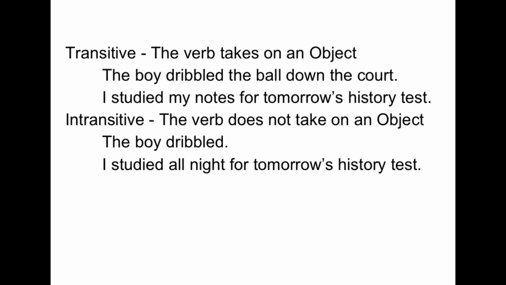So first up, the action verbs. Transitive action verbs take on an object, such as the boy dribbled the ball down the court. I studied my notes for tomorrow's history test. In each case here we have a noun, ball or notes, that is directly linked to that verb. It answers the question what you dribble or what you study. And in some cases it could answer the question who.